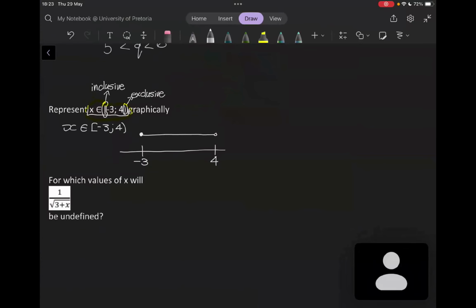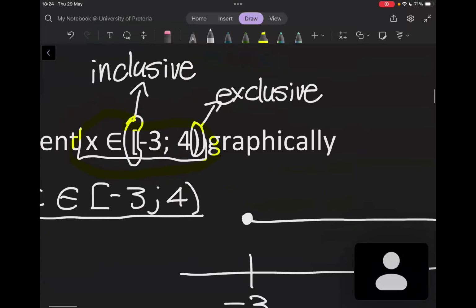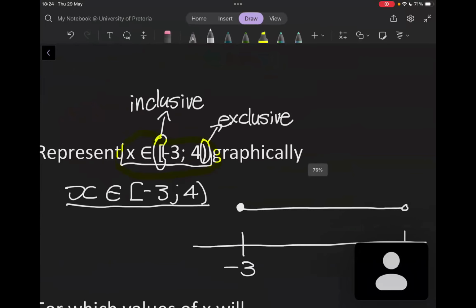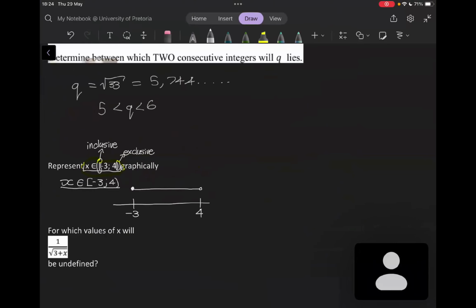In order to represent this graphically, we have to draw a number line. And on that number line, we have to indicate which numbers are included and which numbers are excluded. Included means the square bracket. Excluded means the round bracket, like I have written and highlighted and shown over here. And the last step would be to draw a line connecting the two.